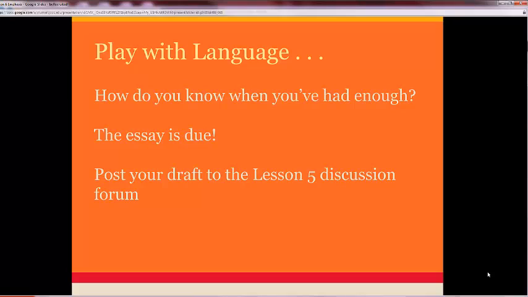How do you know when you've played enough? You quit playing as a child when you're called in at bedtime. Writers revise until they're faced with a deadline.